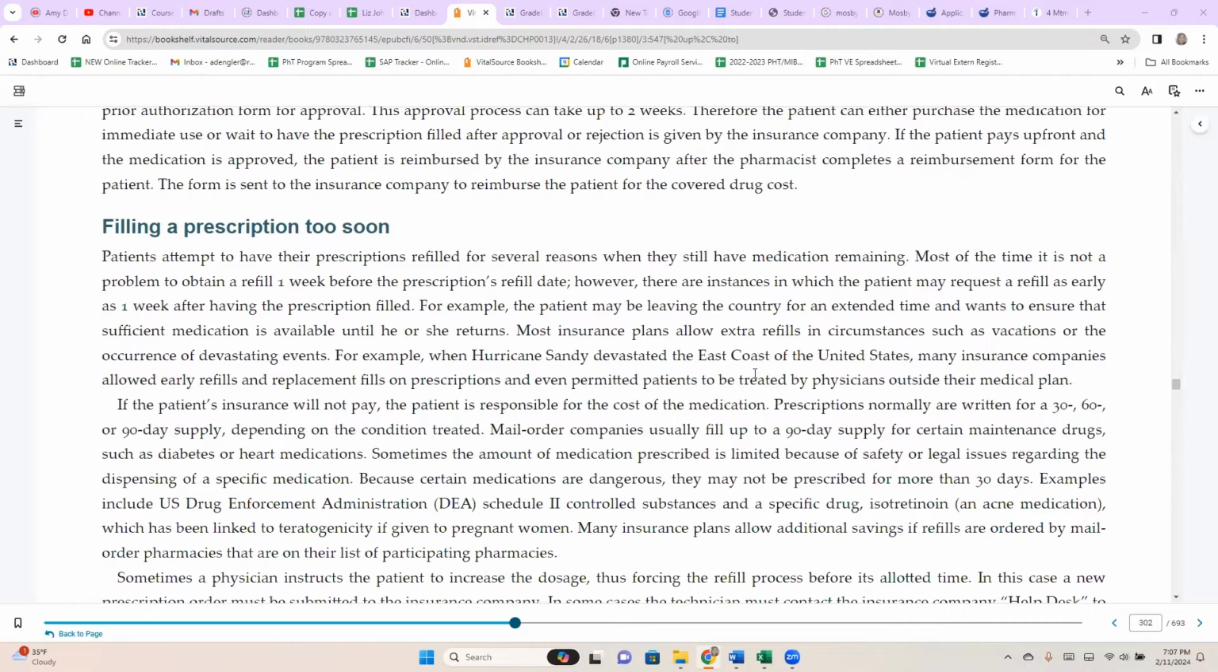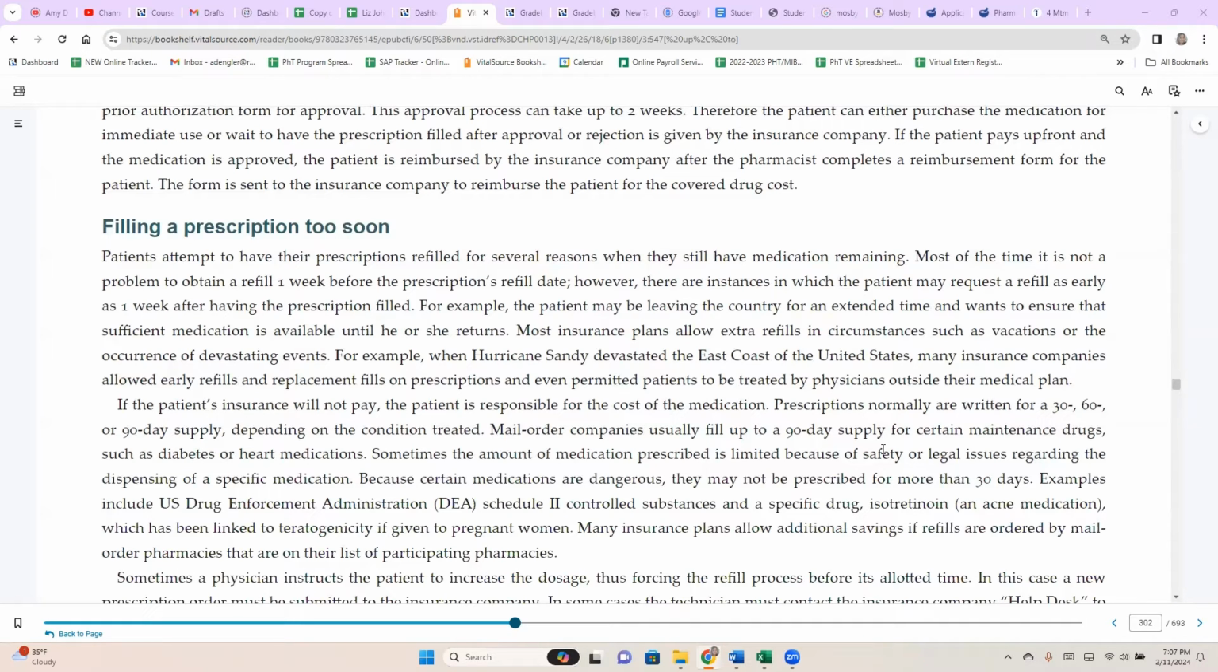Patients attempt to have their prescriptions refilled for several reasons when they have medication remaining. Most of the time, it is not a problem to obtain a refill 1 week before the prescription's refill date. However, there are instances in which the patient may request a refill as early as 1 week after having the prescription filled. For example, the patient may be leaving the country for an extended time and wants to ensure sufficient medication is available until he or she returns.